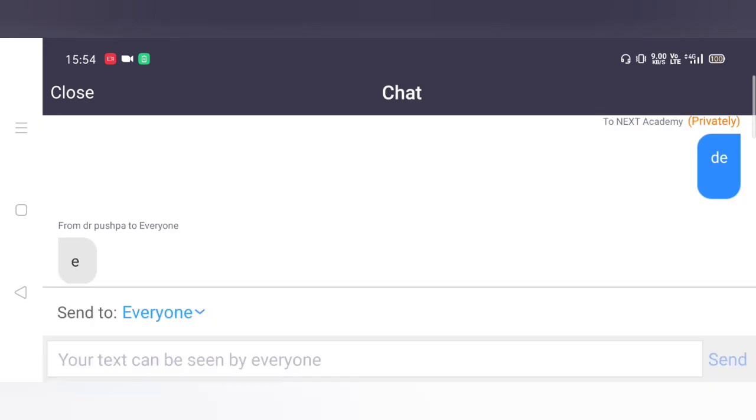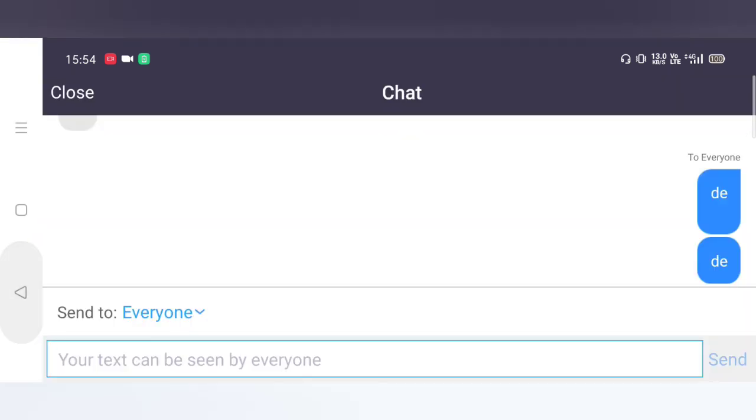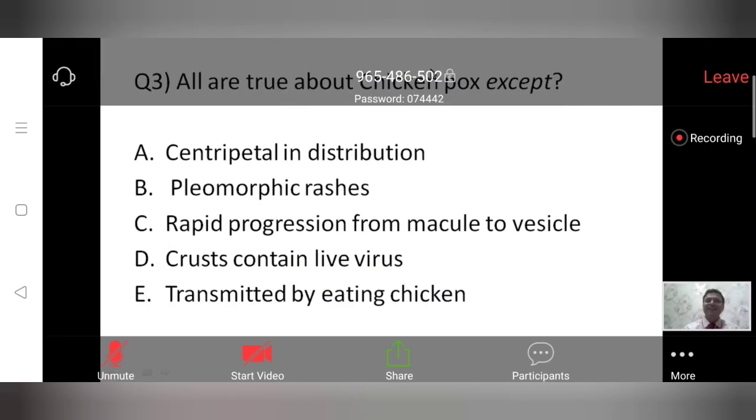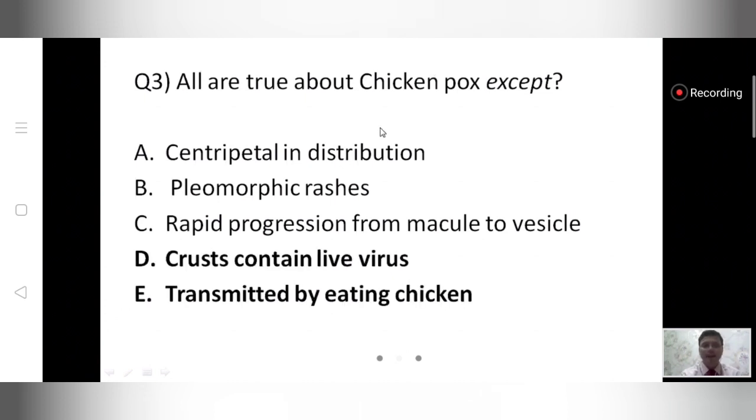Okay, let me give you the answer then. The crust at the last stage, I said, is not transmissible. So D, very good, Tarun. Congratulations, very good. It is D, that is crust contains live virus. Now they die by the stage of vesicle formation. So the crust stage is therefore not transmissible. It's not spreading during that stage. Okay. So two answers in the slide, and that is crust contains live virus is wrong. It's not transmitted by eating chicken. I don't know why they put chickenpox, right?